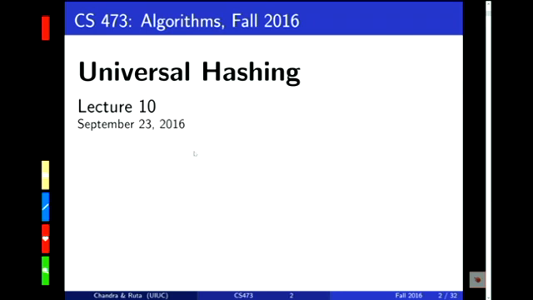Okay, so I want to continue with the hashing today. Did you try throwing documents into a shelf? Did you try hashing your documents to a table? So let's try and do that today, how we can do that so that we get good properties.